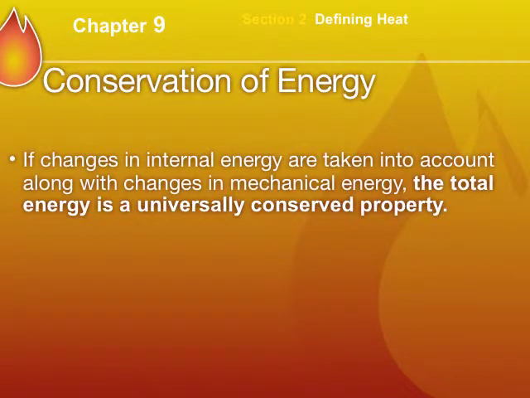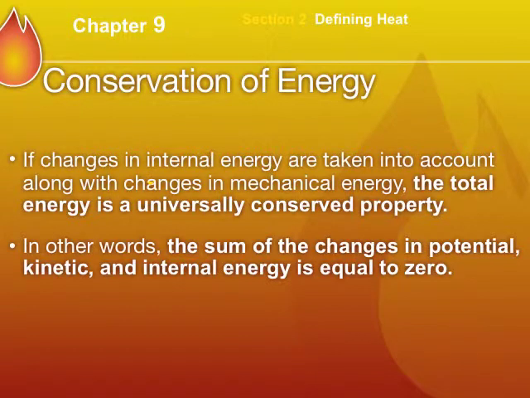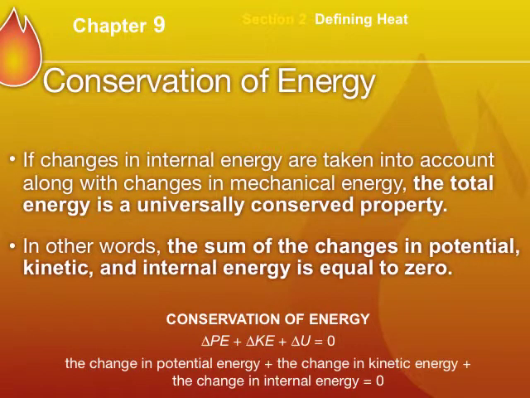All right, conservation of energy. If changes in internal energy are taken into account along with changes in mechanical energy, the total energy is conserved. In other words, the sum of the changes will equal 0. So potential, kinetic, and internal will equal 0. So there you have the equation example of conservation of energy when you include internal energy. Everything is going to balance out and equal 0.